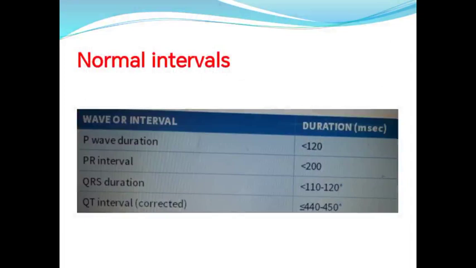This is the normal interval, and this is the P wave duration. It should be equal to or less than 120. This is the normal. The PR interval should be less than 200, the QRS duration less than 120, and the corrected QT interval from 440 up to 450.